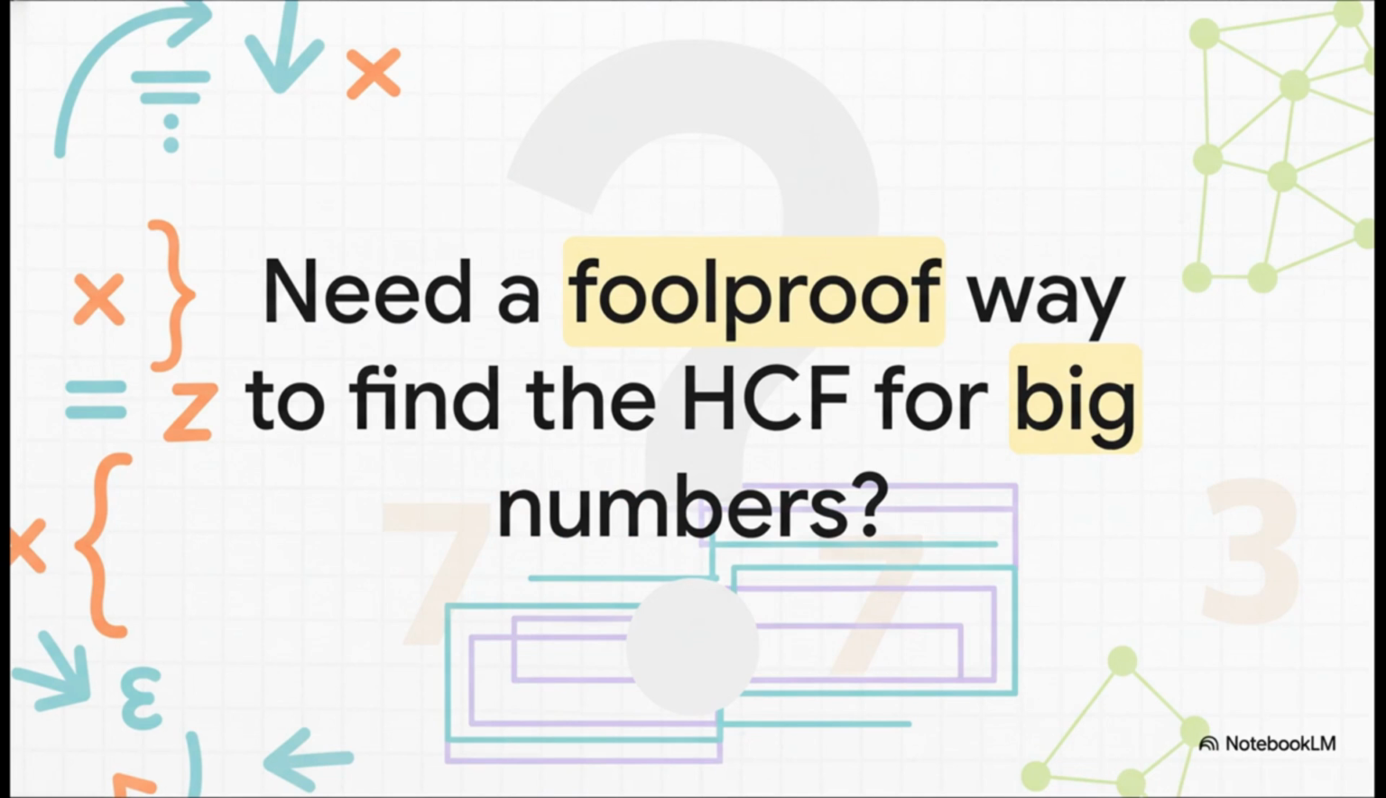So, have you ever tried to find the highest common factor, the HCF, for some really big numbers? It can be a real pain with prime factorization, right? Well, guess what? There's a much cooler, way more powerful method. It's called Euclid's algorithm, and it's basically a foolproof system that nails the right answer every single time. Seriously, it's a game changer.